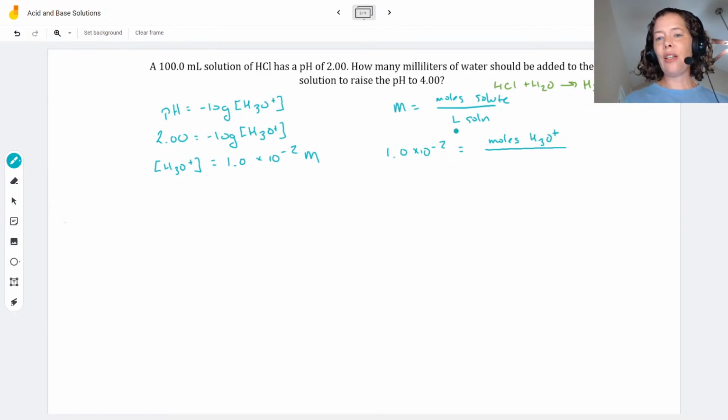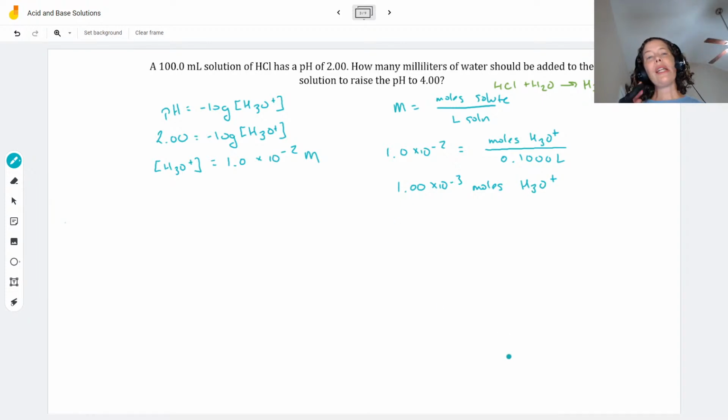That is not going to change. And my liters of solution, I have 100 milliliters, so that is 0.1000 liters. So I can calculate my moles of hydronium. And when you do this calculation, you get 1.0 times 10 to the negative third moles of hydronium.